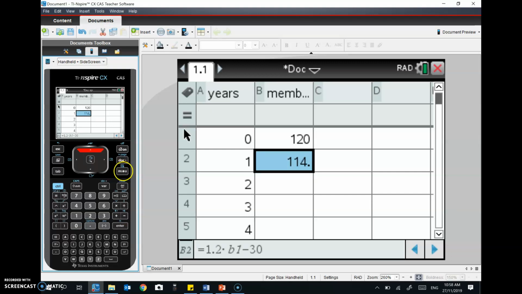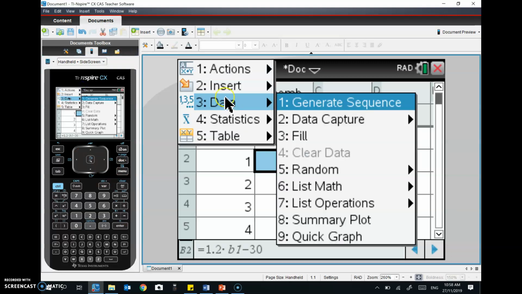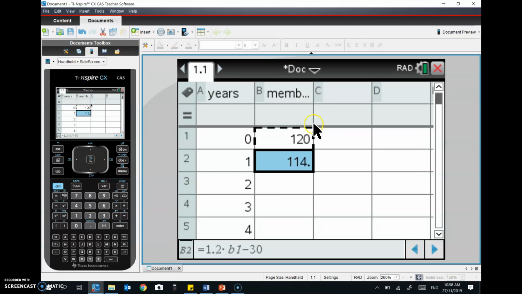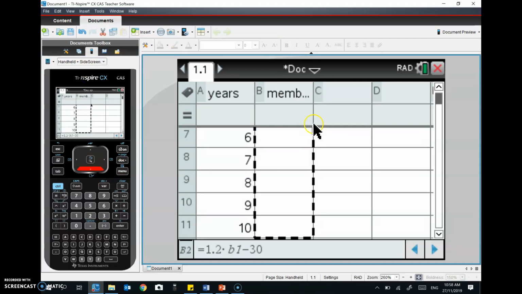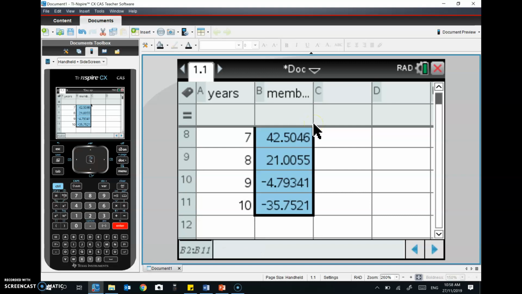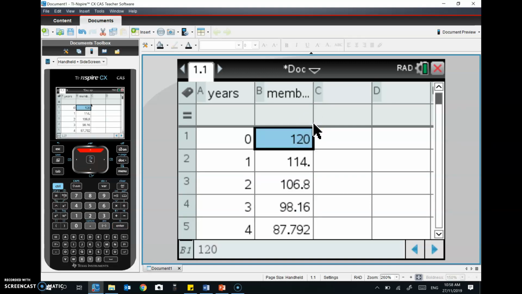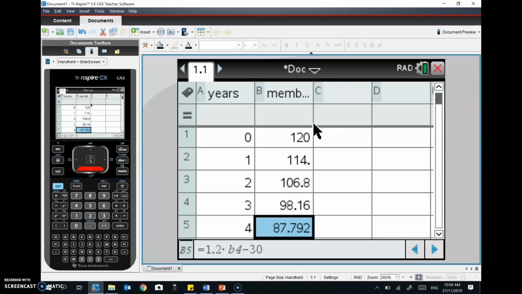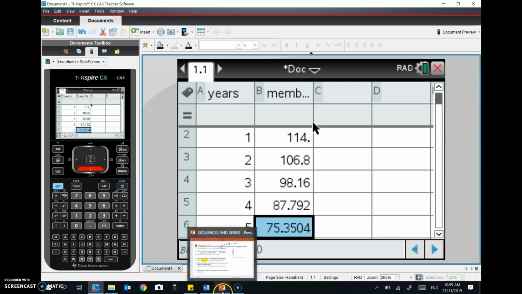Now we're not going to type that formula for every cell, we're going to use the fill function. So Menu, Data, Fill, and we'll go down to here and push Enter, and there is the membership level. So here we can just see the first 6 terms: 120, 114, 106.8, 98.16, 87.792, and 75.3504. I won't write them down on the PowerPoint, but those are the first 6 terms for Part B.